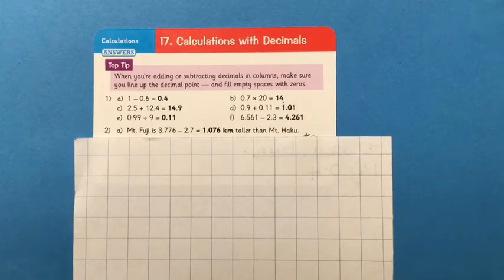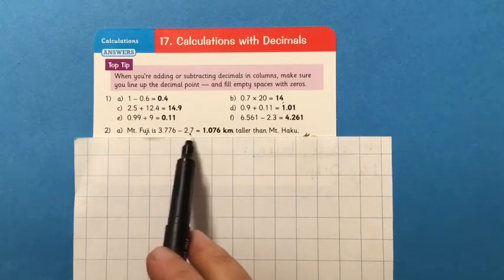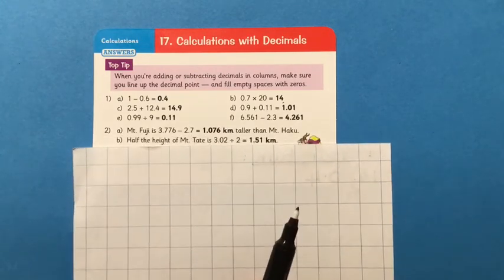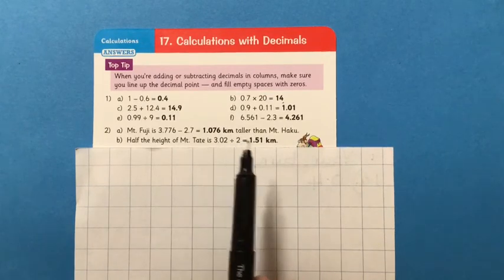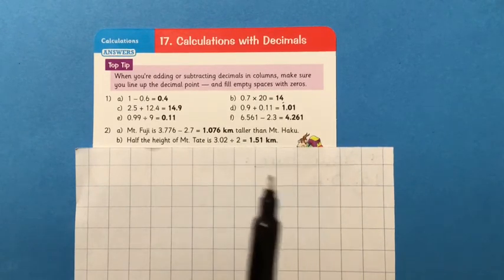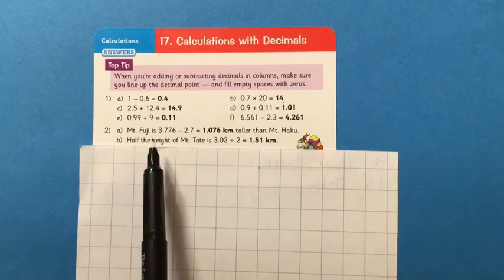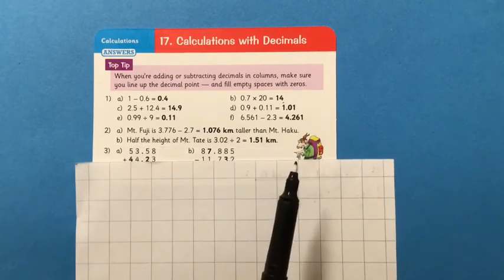Okay, so number 2, you had to do the difference between Mount Fuji and Mount Haku. Okay, and the answer was 1.076 kilometres. You had 3 decimal places and 1 decimal place. B, half of the height of Mount Tate is 3.02 divided by 2. So you are halving that number to get 1.51. Halving, whenever we halve, we divide by 2.